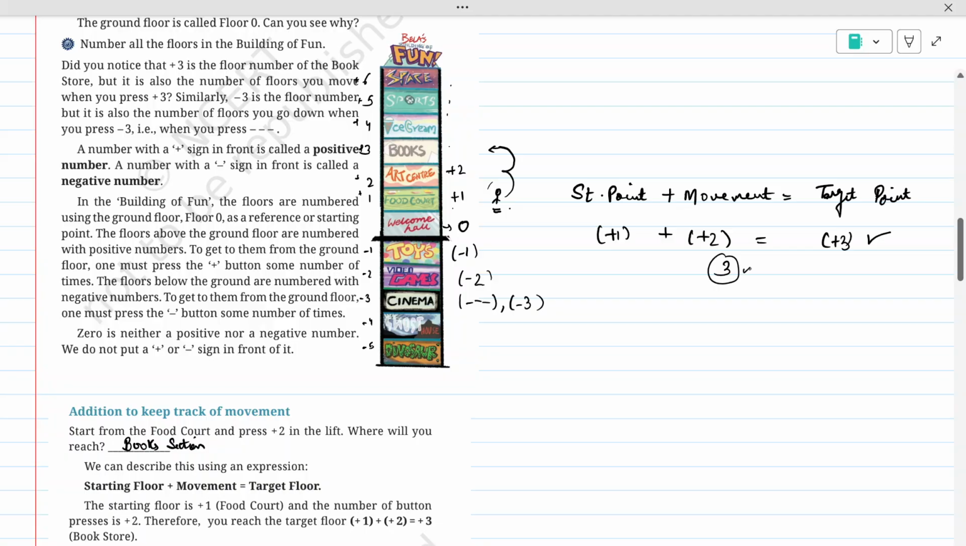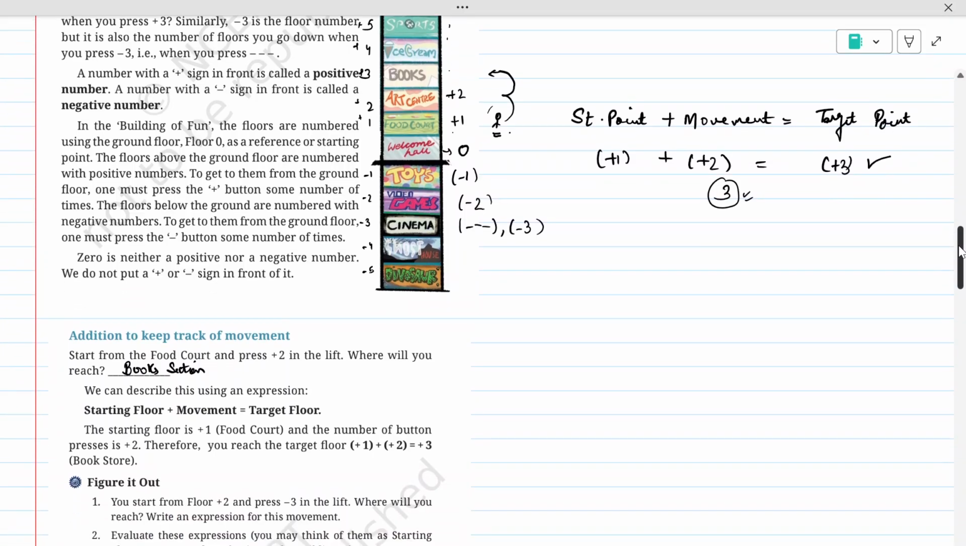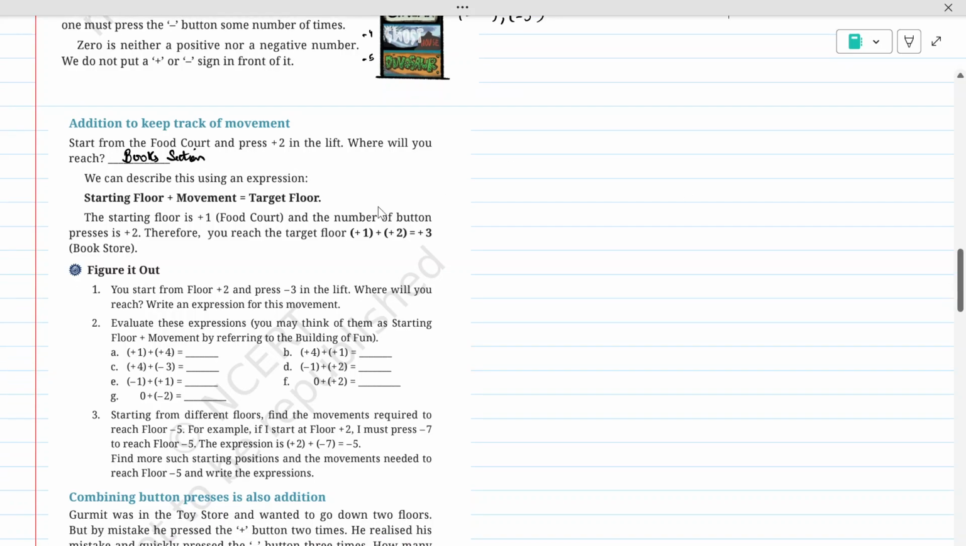So now you understood how we have to do this. What we can take here is that if we know the starting point and how much movement we are doing, we can find out our target floor. Okay, the same thing is described here. Now let's figure it out.